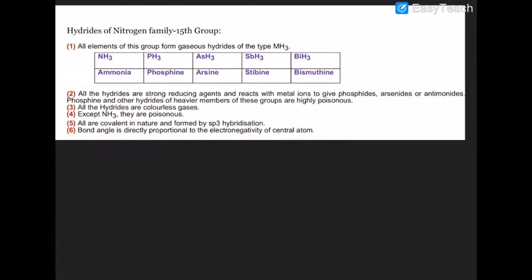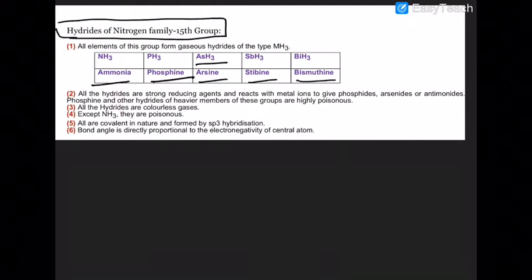Now I told you already their names. NH3 is called ammonia. PH3 is called phosphine. AsH3 is called arsine. SbH3 is called stibine, and BiH3 is called bismuthine. These are the hydrides of group 15.